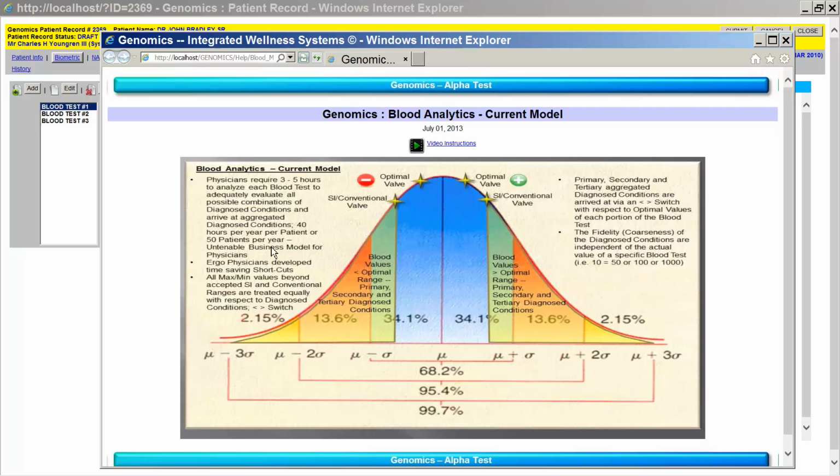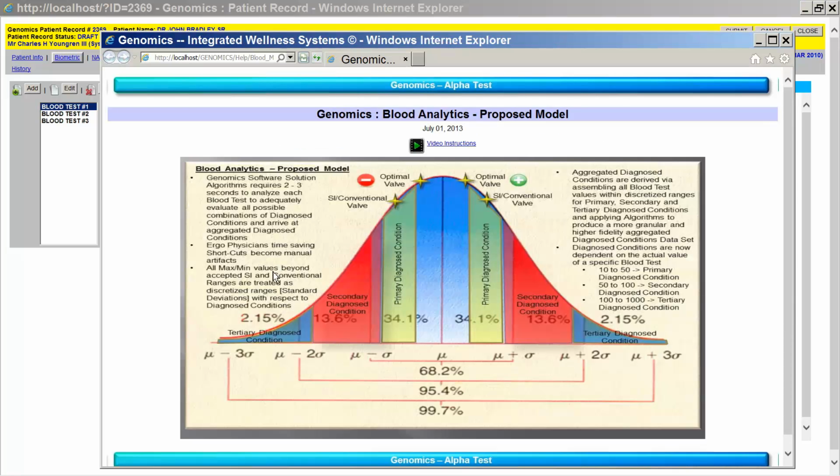Essentially, when a patient has a blood test, they have optimal values and then SI and conventional values for both elevated and decreased levels. The medical provider typically treats all values beyond either the increased or decreased levels for SI and conventional values as equivalent. Therefore, primary, secondary, and tertiary diagnosed conditions are arrived at via a greater than or less than switch with respect to the optimal values for each portion of the blood test. One of the downsides is that the fidelity, or the coarseness, of the diagnosed conditions is independent of the actual value for a specific blood test.